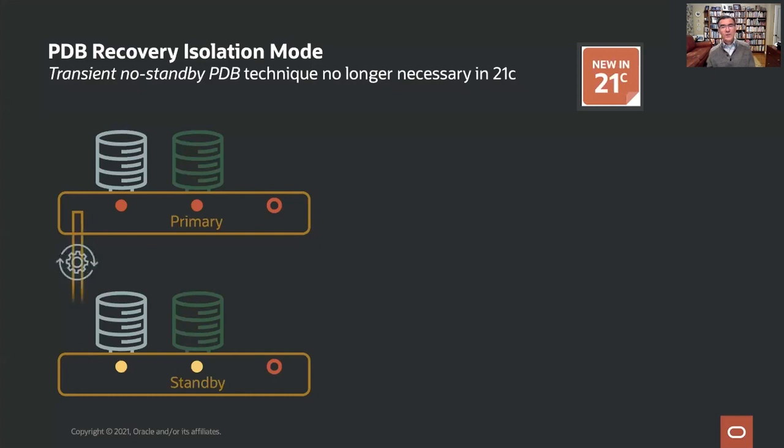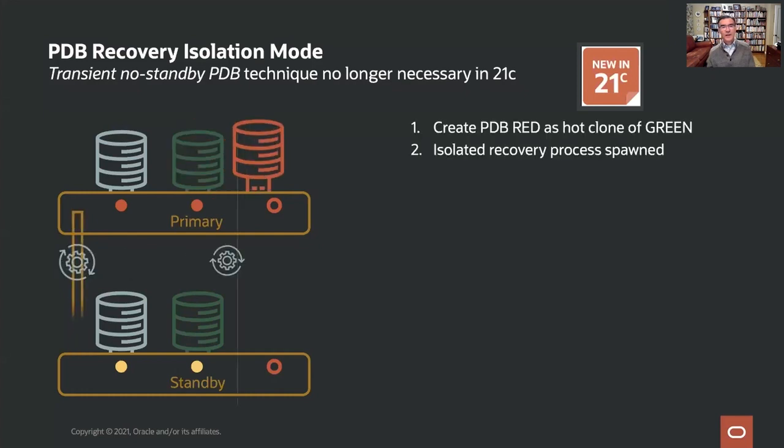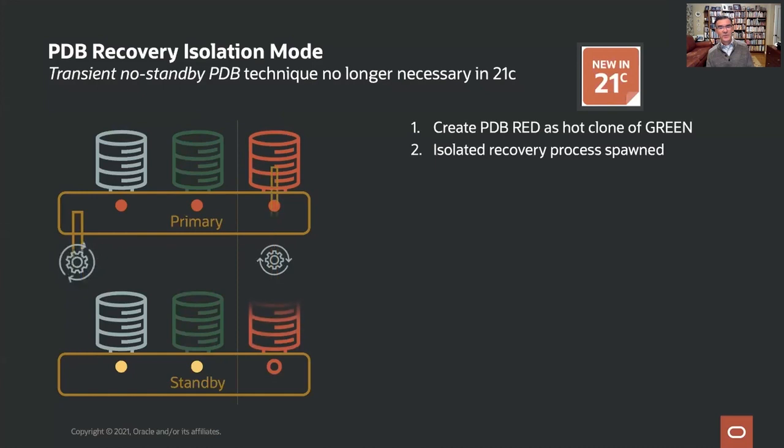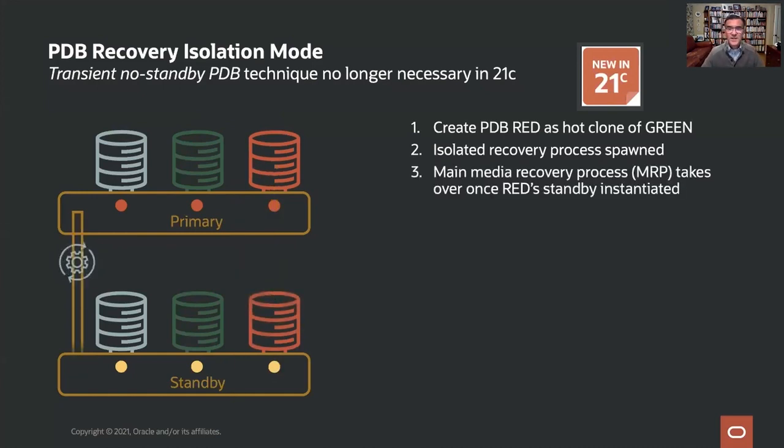When we provision PDB red in the primary as a hot clone of green, an isolated media recovery process is spawned to avoid that conflict I was talking about just now. This ensures that the MRP associated with instantiating the new PDB and its corresponding standby does not interfere with the main MRP. Once the new PDB and its standby are fully instantiated, the main MRP can take over.